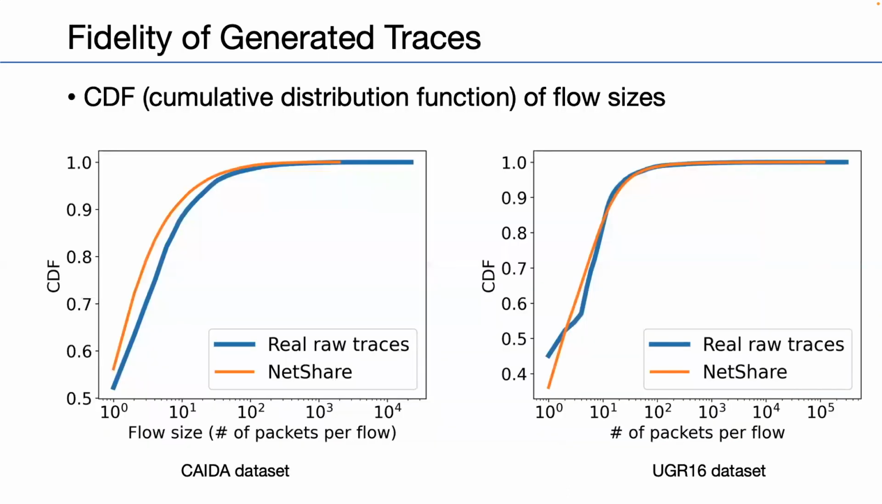Here we evaluate the fidelity of generated traces by comparing the statistical distribution of various features between the real and synthetic traces. The figures here show the cumulative distribution of flow sizes in the KIDA and UGR16 datasets, along with the distribution in the generated traces from NetShare. So as you can see, the distribution of generated traces closely matches the distribution in the real dataset, indicating that the NetShare model is able to accurately capture the statistical distribution of flow size in the real dataset.